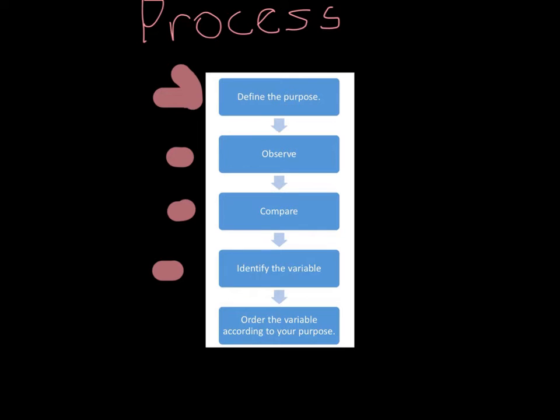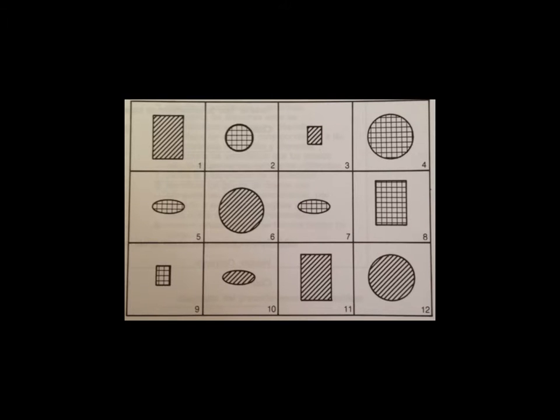After that, we're going to order the variable according to our purpose. In the example we want to work with, we're going to classify with different criteria. If we had a specific purpose, then we would use one of the criteria we have found. I'll show you in the example. We have a set of figures here, 12 of them, and we're going to start by identifying the shape of them.